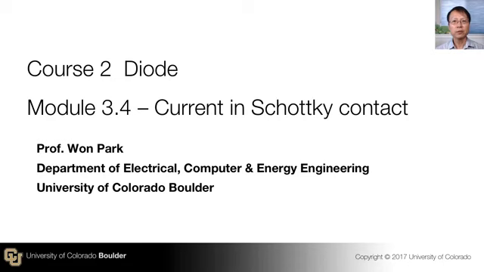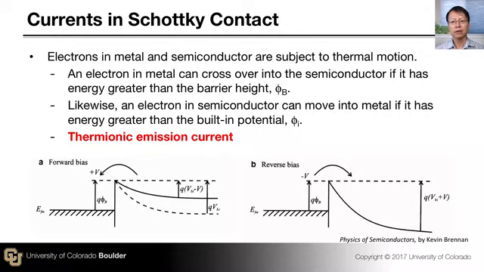In this video, we will discuss current in Schottky contact. Now, the electrons in metal and semiconductor both are subject to thermal motion, and that's what really drives the electron migration from semiconductor to metal and metal to semiconductor.